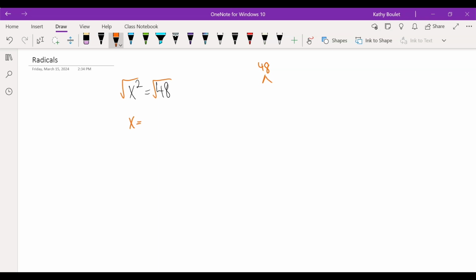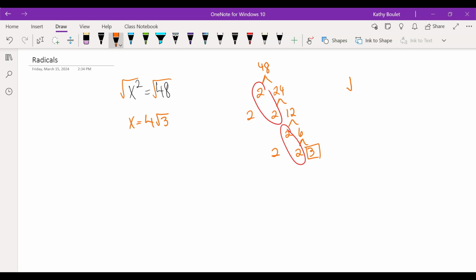So I'm going to do my prime factorization. So I've got 2 times 24. 24 is 2 times 12. 12 is 2 times 6. And 6 is 2 times 3. So I'm going to circle my pairs. So pairs go out and singles stay home. So I have a 2 and a 2. So that's going to be 4 square root of 3.